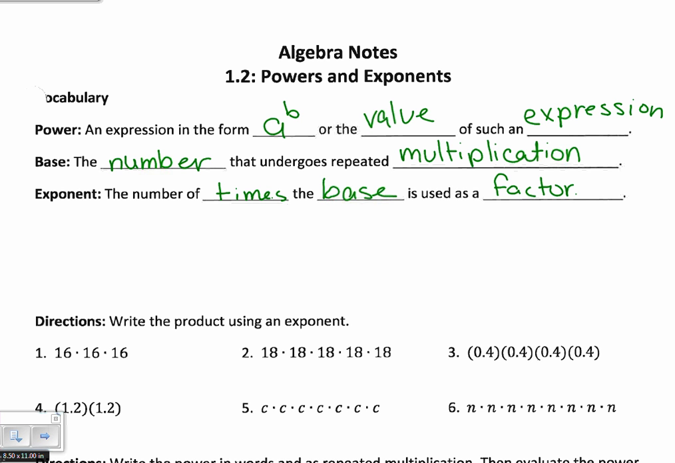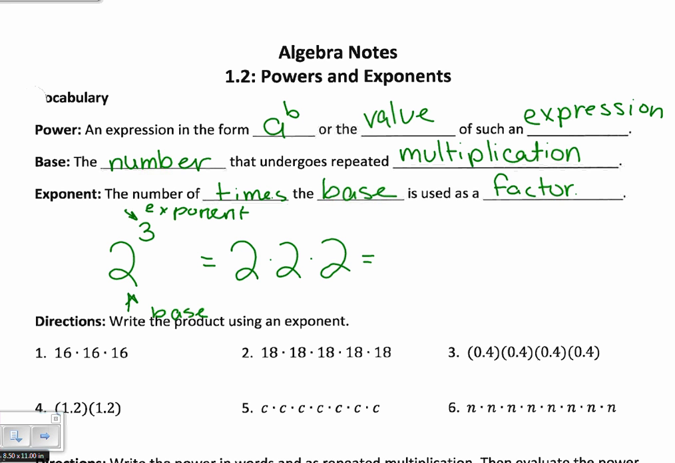So let's look at an example before we get started, such as 2 to the third power. Here 2 is my base, it's my bottom number, and 3 is my exponent. So what does 2 to the third mean? 2 to the third means 2 times 2 times 2. It means I'm going to take that bottom number 2 and multiply it by itself 3 times. When I do that, 2 times 2 times 2 gives me 8.